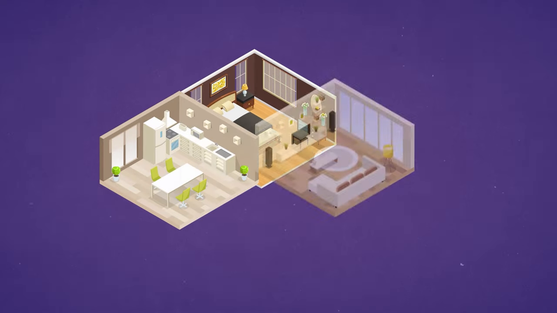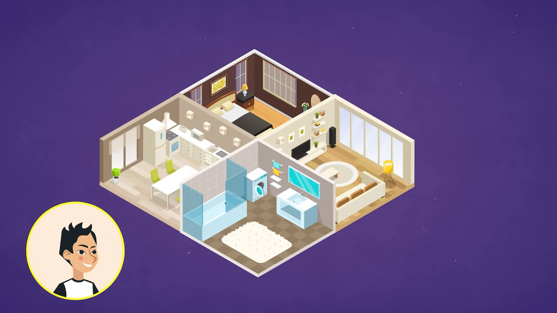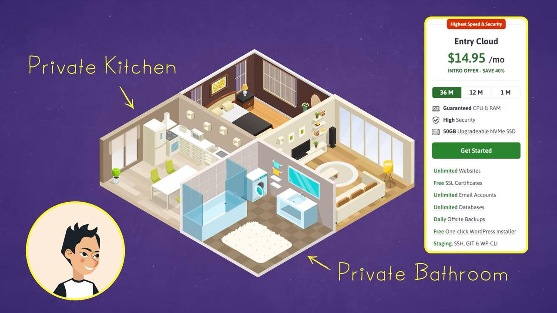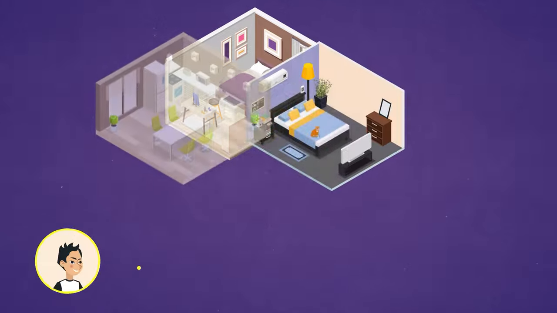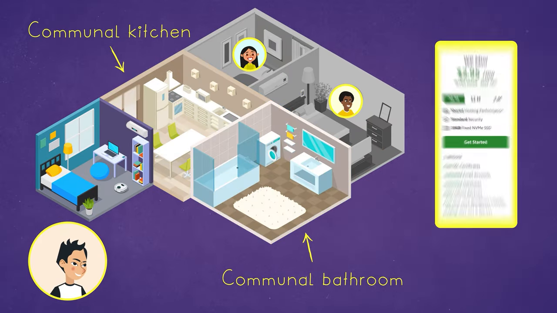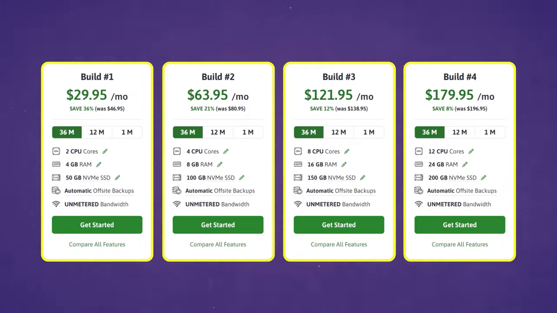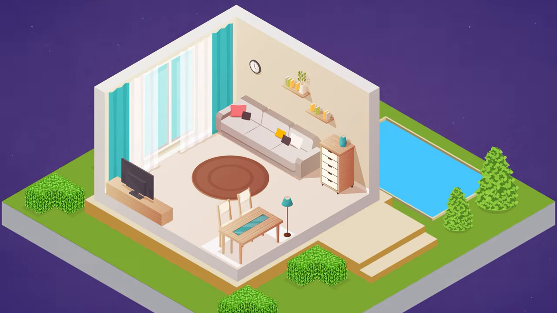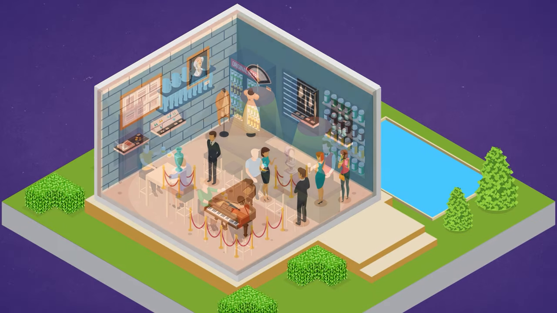Think of it as renting out a multi-room apartment all by yourself with a private bathroom and kitchen if you go for the Entry Cloud option, or renting out with roommates and using a communal kitchen and bathroom area if you go for the WP Mini. As for the managed servers, they're like renting out a building that you can turn into a house, a shop, a museum, or whatever you want.